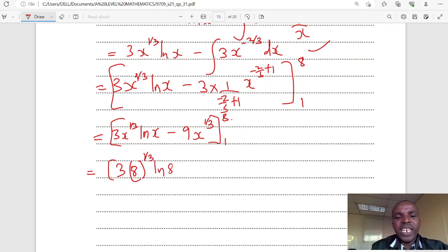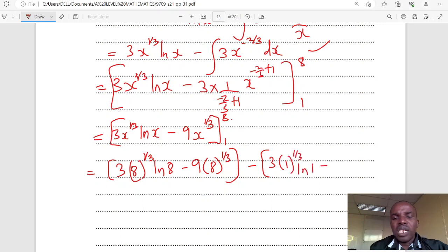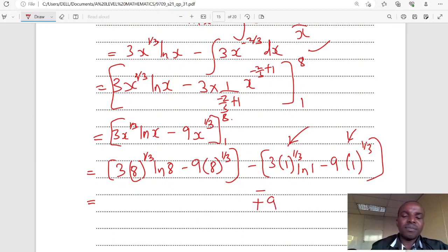Then ln 8 minus 9, then 8 to the power 1 over 3. Minus, then I can put 1: it is 3, then 1 to the power 1 over 3, ln 1. Ln 1 is 0. Then minus 9, then 1 to the power 1 over 3. Like this. So this part will be reduced to 0, and this part reduced to 9. So this side, it will just be plus 9.